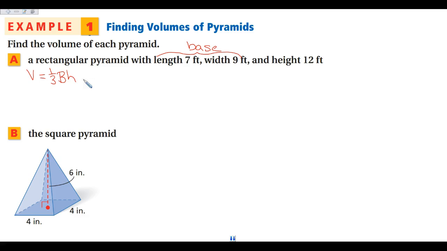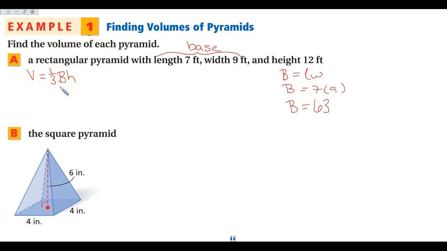Now, I want to show you guys something. Yesterday and then the last lesson, everything that we did was we said, okay, we're going to take that area of the base. We're going to come over here and say that my area of the base is going to be length times width if we use this terminology. So my area of the base is 7 times 9. So therefore my area of my base is 63. Okay, so I could plug that in here.